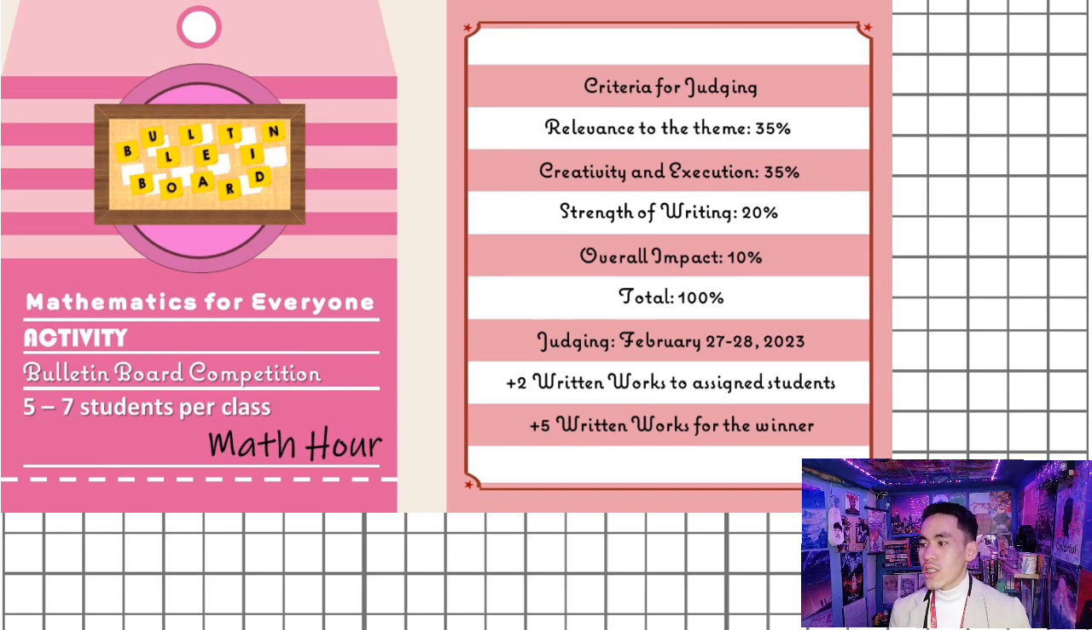The criteria for judging is simple. Relevance to the theme is 35%. Creativity and execution, that's 35% also. Strength of writing, that's 20%. Overall impact, 10%, for a total of 100%. So the judging will be on February 27 to 28.